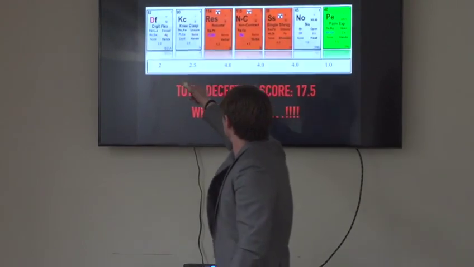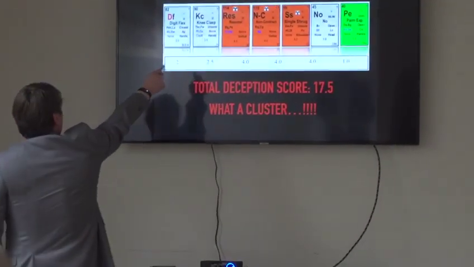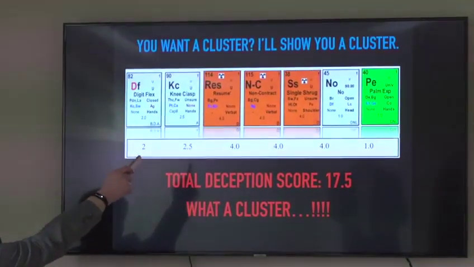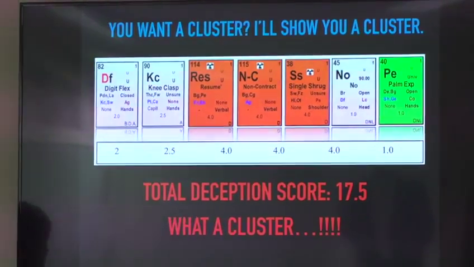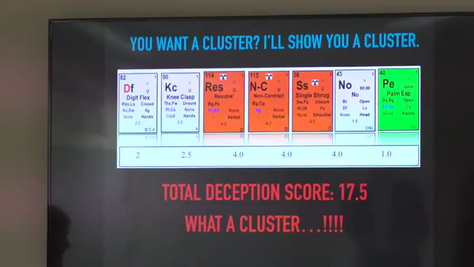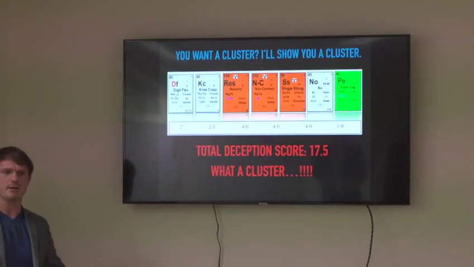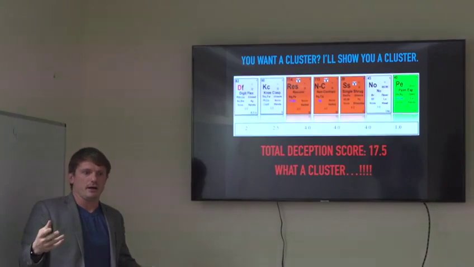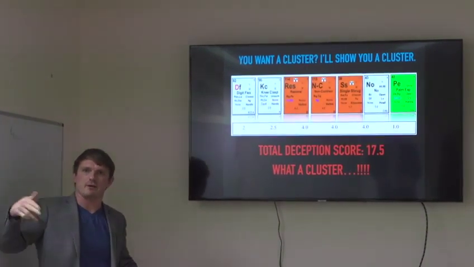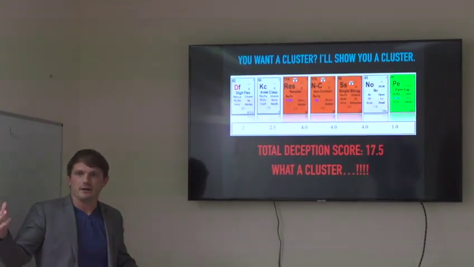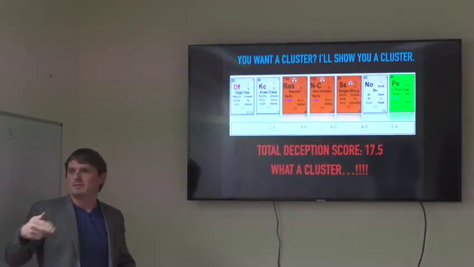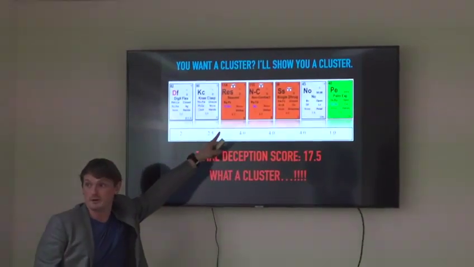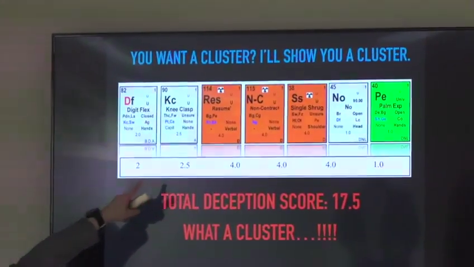So this is a cluster. If someone is exhibiting digital flexion, KC knee clasp, resume. Now this is a direct verbal resume statement. "Oh, of course I didn't commit voter fraud." Or "of course I didn't kill my wife." "I'm respected in my community. I'm a rabbi." That's a resume statement. That's a deceptor. A resume statement is 4.0 on the deception scale.